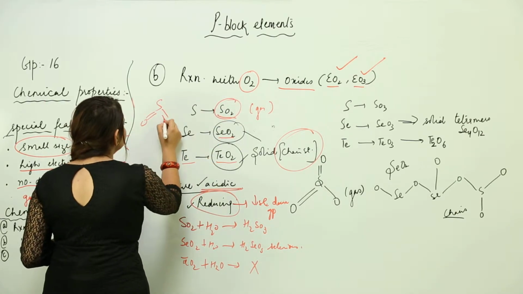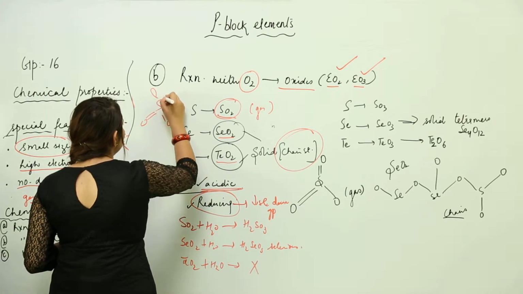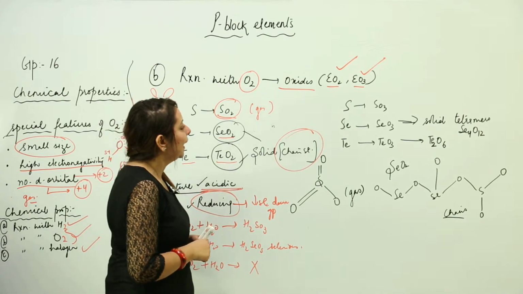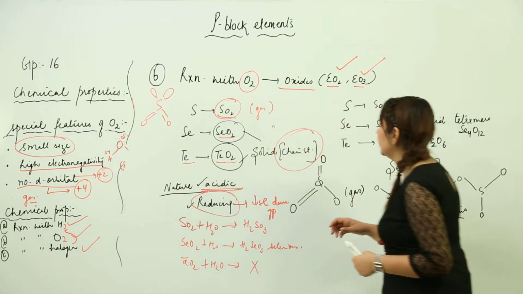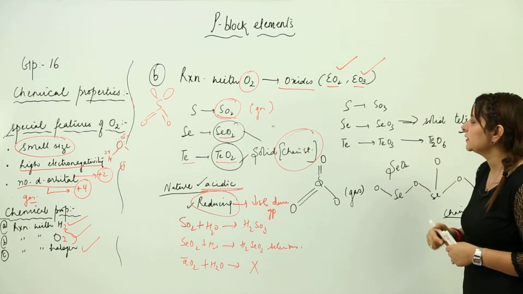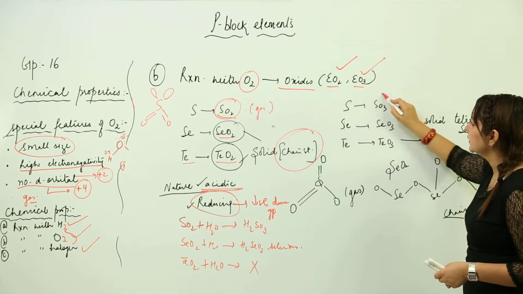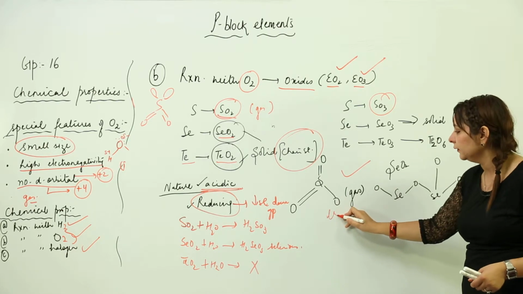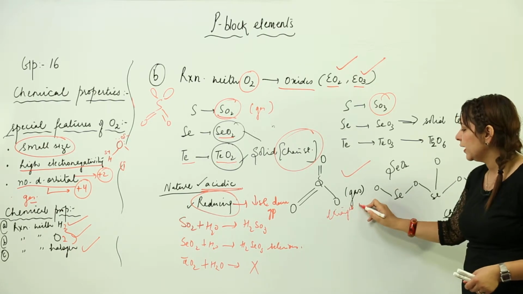kind of geometry. We know that the geometry is something like this, that is the bent or angular one. Likewise, we have another oxide, the trioxide of sulfur, that is SO3. If we look at the geometry, it is like this, that is trigonal planar.